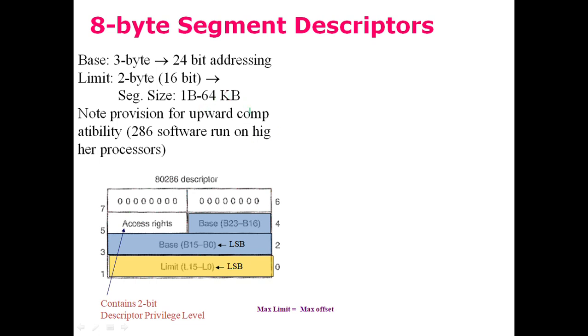So a segment of 1 byte, 2 bytes, or any other arbitrary size up to 64 kilobyte can be defined using the limit field of the 8-byte segment descriptor. This segment descriptor provides upward compatibility. 286 software can run on higher microprocessors. The maximum offset should be equal to the maximum limit. It should not be more than the maximum limit. This condition should be checked while using an offset address.